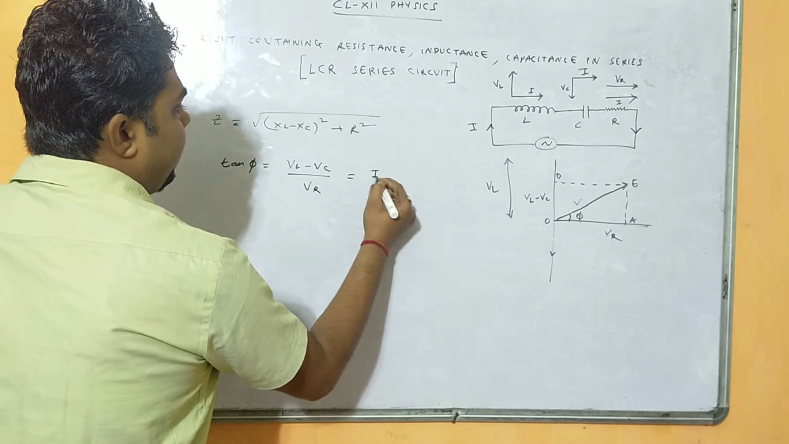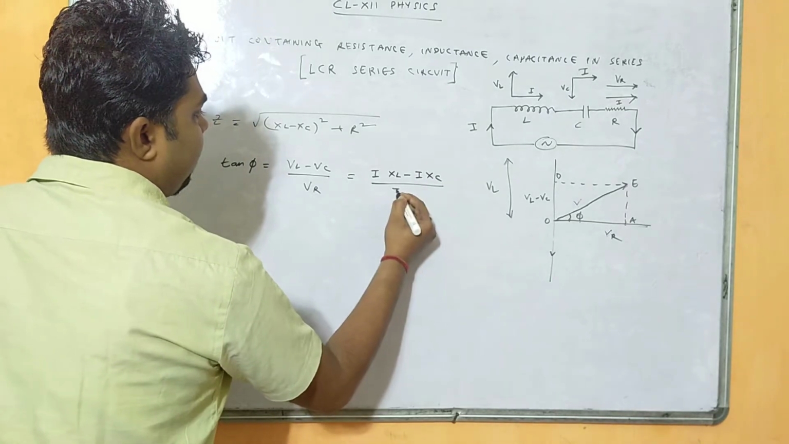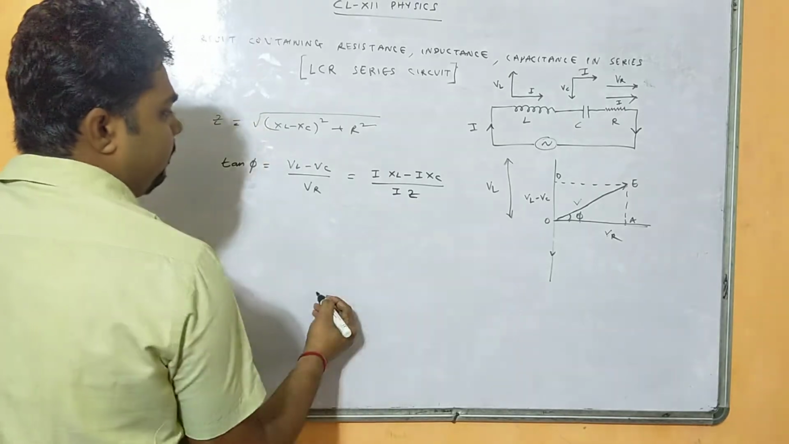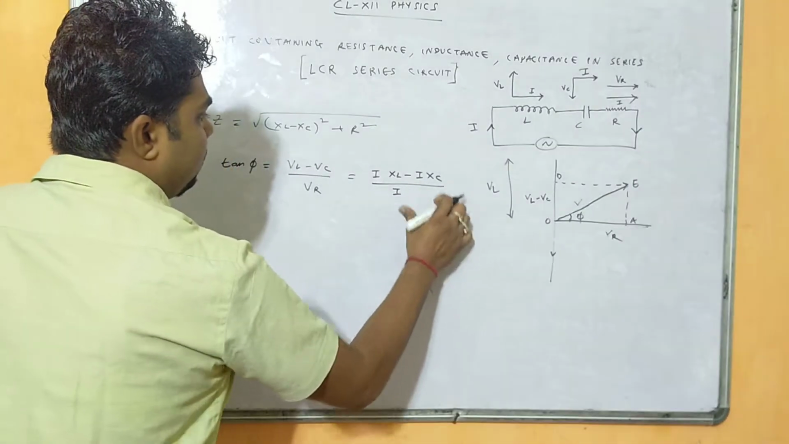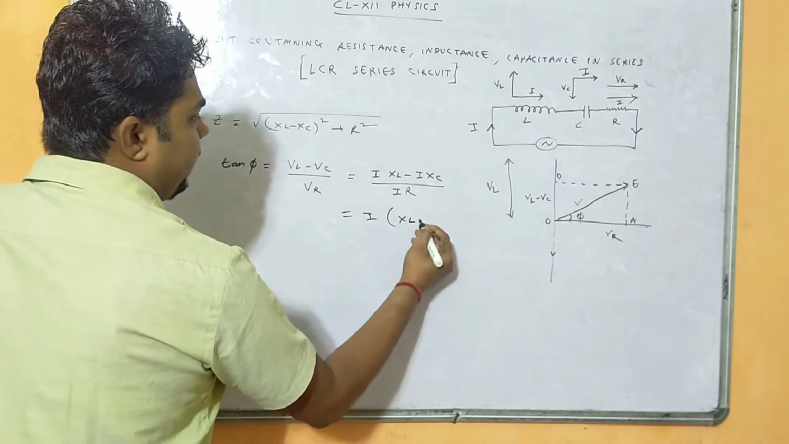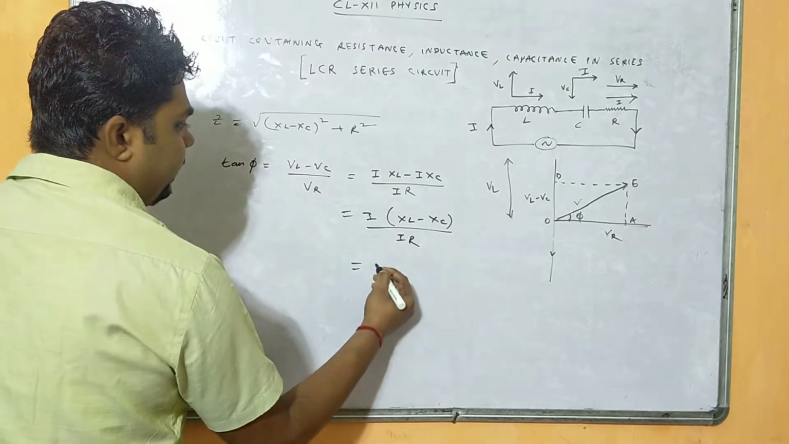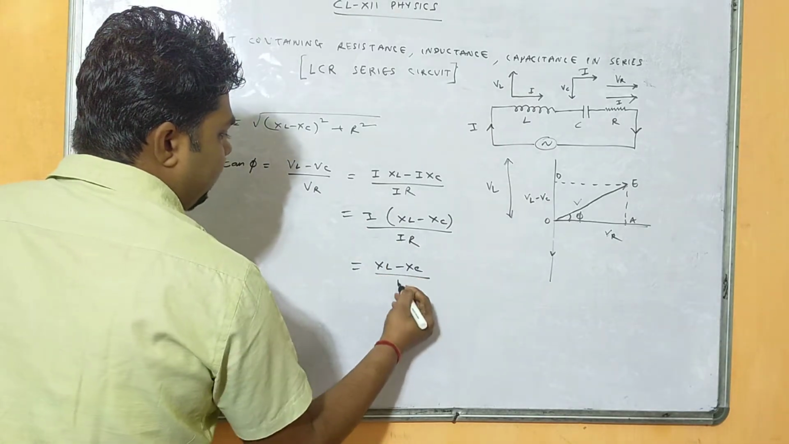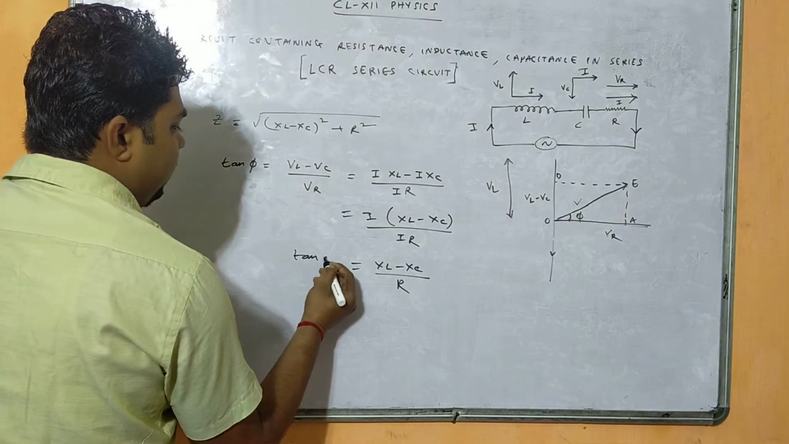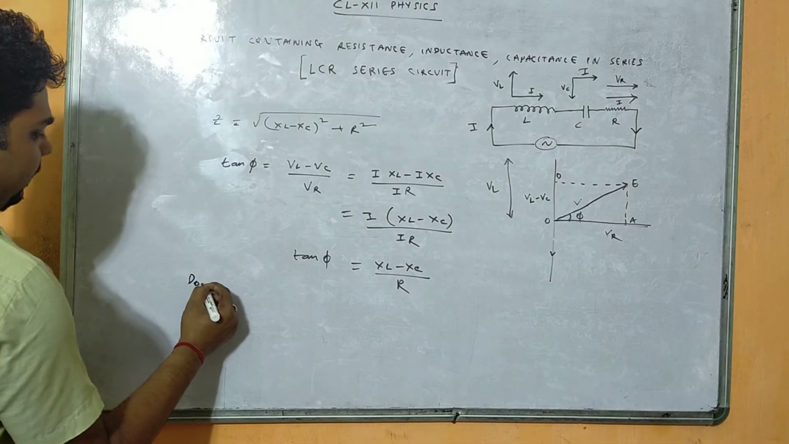So VL can be written as I XL minus I XC, divided by IZ, or here IR. Okay, so I can be taken common here. What we get is (XL minus XC) by IR. I and I get cancelled, so that is (XL minus XC) by R. This is tan phi. Okay, so what will be the power factor then?